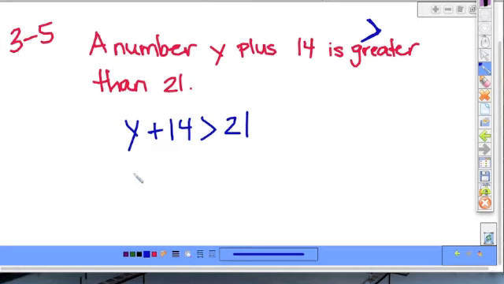Now what you could do later is try and get y by itself, but for right now I just want you to see how you take a statement and turn it into an actual equation. Okay, let's see if I had another one. I'll read this one to you.